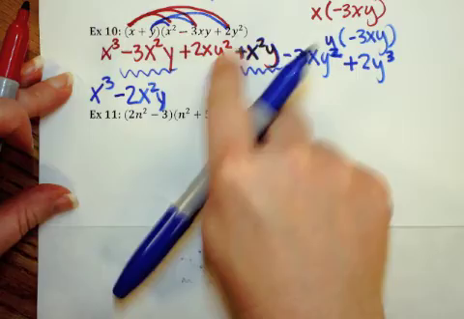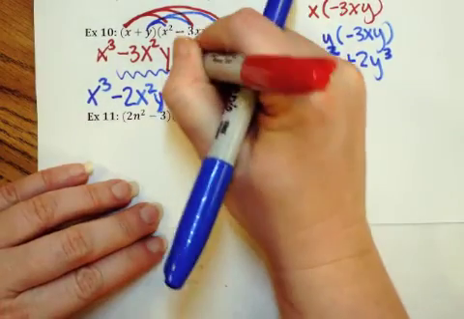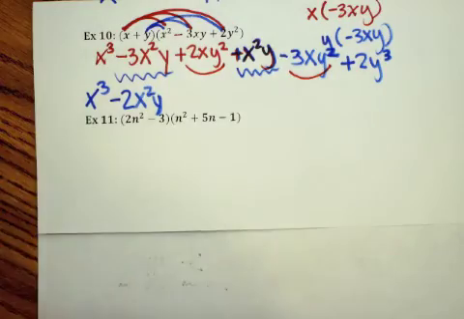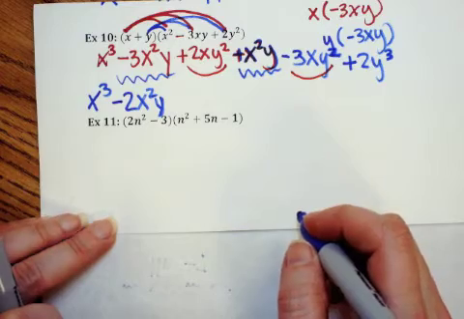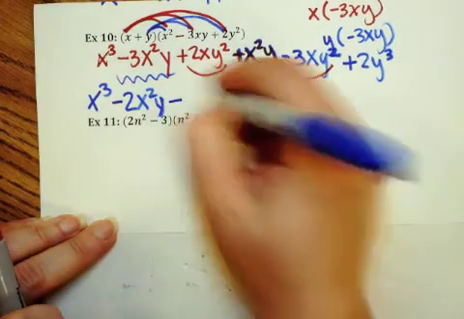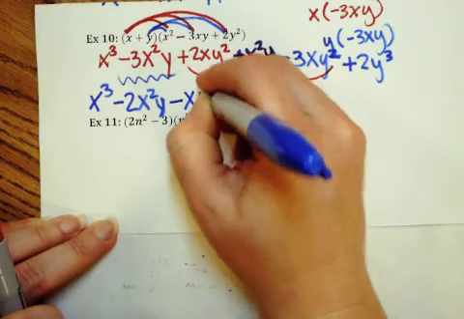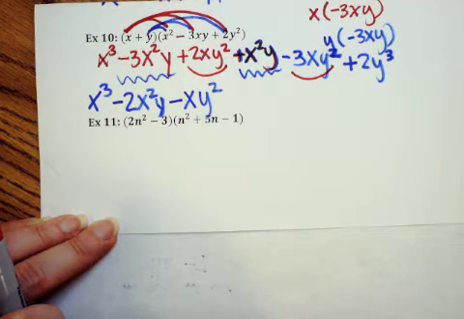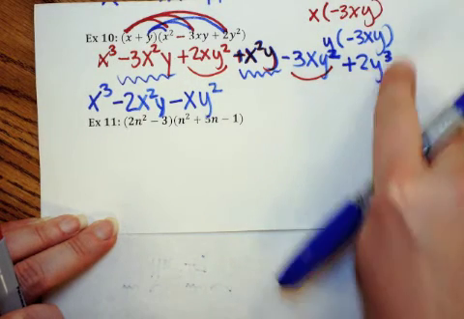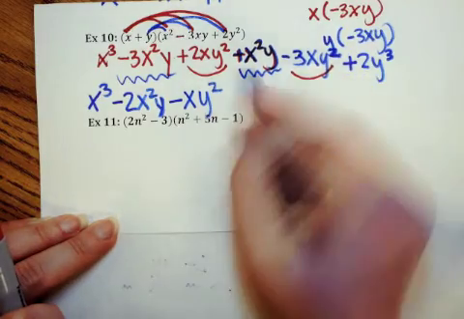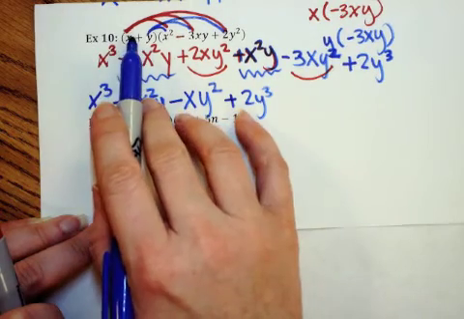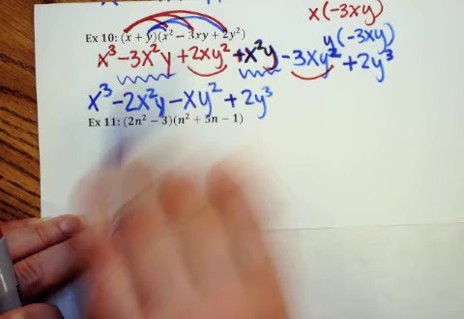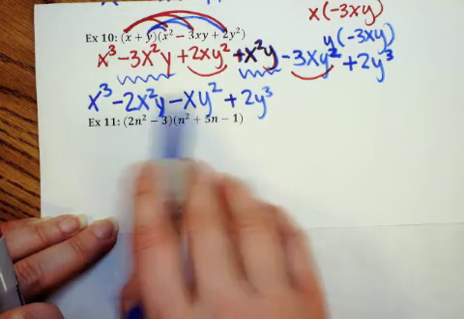Do I have any other xy squareds? I do. Minus 3xy squared. So 2xy squared minus 3xy squared gives me minus 1, and I won't write the 1, xy squared. And then, don't forget about my lone piece down here, plus 2y cubed. So this wound up multiplying this binomial times this trinomial gave me a polynomial with 4 terms.